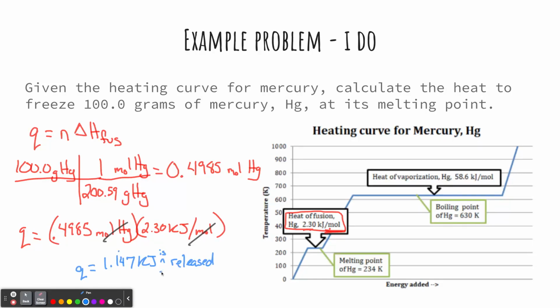So you could say it is released like I did here, or because we know this is an exothermic process, you could also put the negative 1.147 kilojoules, indicating that it's an exothermic process. Personally, guys, I would have just said the heat released is 1.147 kilojoules. Okay. And with that being said, guys, let's jump into number 2.